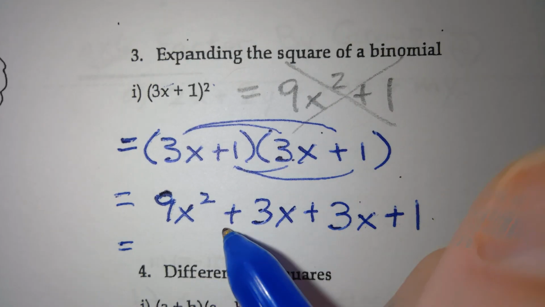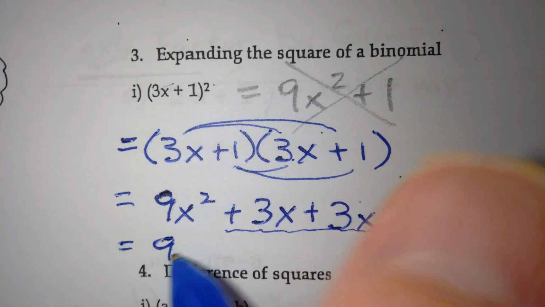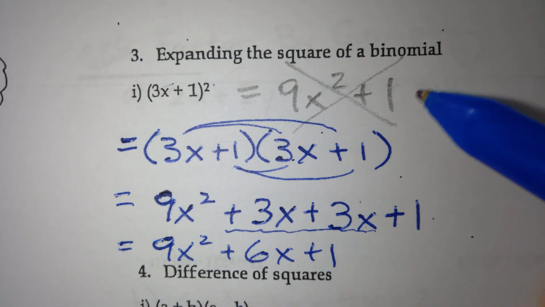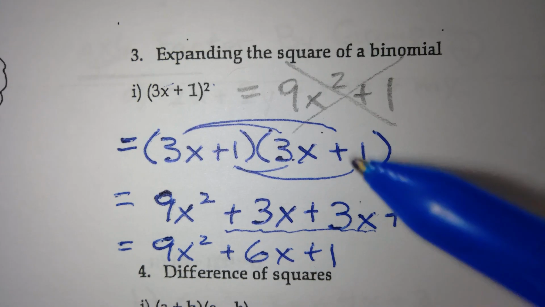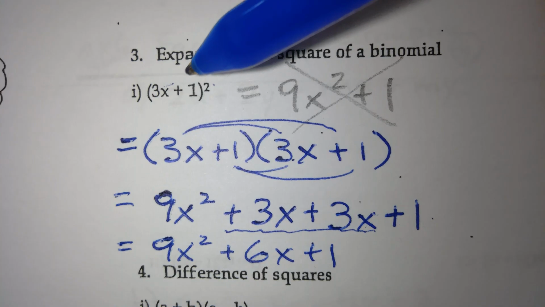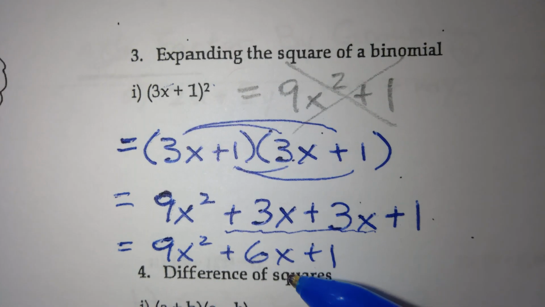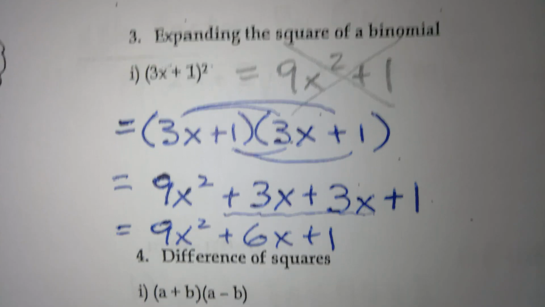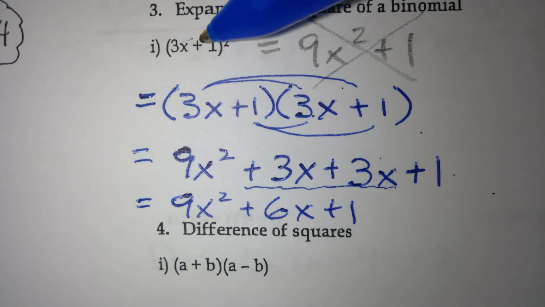I can simplify this. The like terms, I can put them together. Leandro, what is 3x plus 3x? So you see the difference between the common mistake and the actual answer? Don't fall for the trick. You have to expand it out. You have to do FOIL because otherwise you're going to lose your middle term. So this is called square of a binomial.